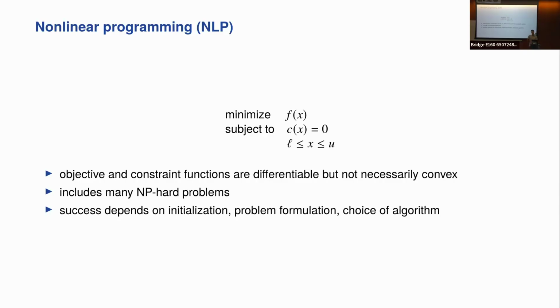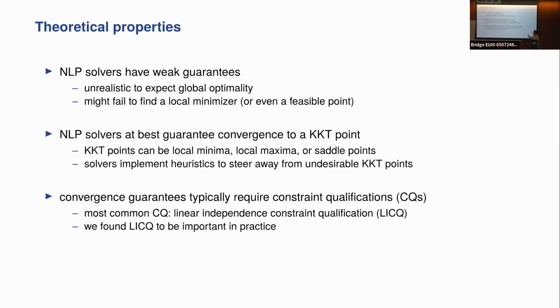So if nonlinear programming is so general, what can we actually expect? Do we have any theoretical properties? Well, as I mentioned, this problem class includes NP-hard problems. So it is unrealistic to expect convergence to global minima. Most people know. So what they say instead is that, oh yeah, sure, we don't have convergence to global minima, but that doesn't matter. We will always converge to local minima. But that's actually a myth. Because nonlinear programming solvers might even fail to find a local minimum. They can actually even converge to a non-physical point, even if the problem is physical.